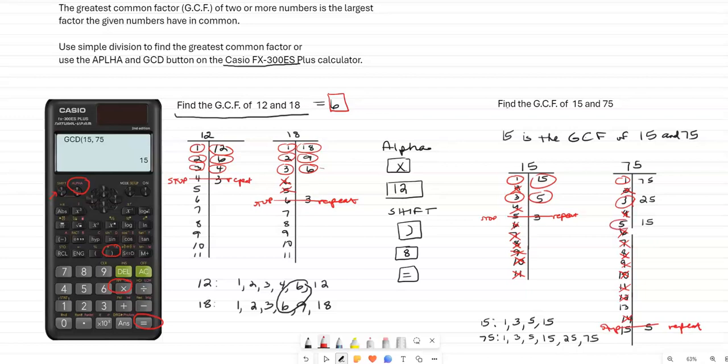That's when we begin to repeat, and that's where we can stop looking for factors. So we have 1, 3, 5, 15, 25, and 75. So looking at the factors of 15 and the factors of 75, I see that 15 is the largest factor that both numbers have. So 15 is the GCF.